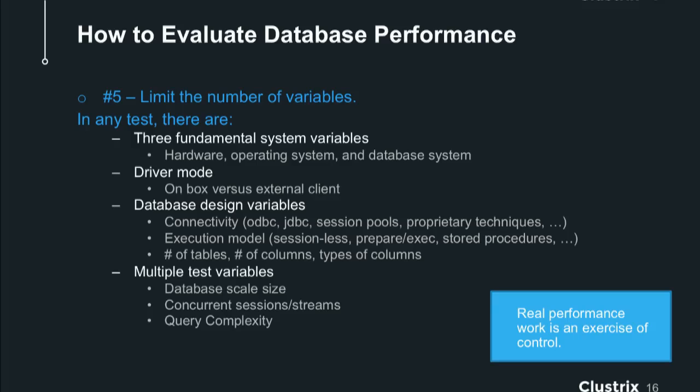In this world of all these variables, your trick is to try to limit as many variables as you can and hold them constant in real performance work. So real performance work is an exercise of control. How can you control as many of those variables and only vary one thing? If you allow too many of these things to vary, you're just generating random performance numbers, right? And you can't really draw conclusions off that.